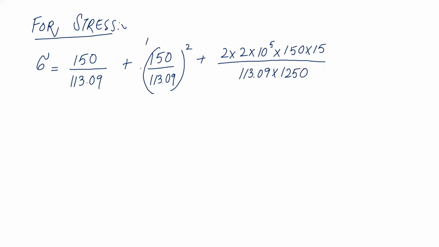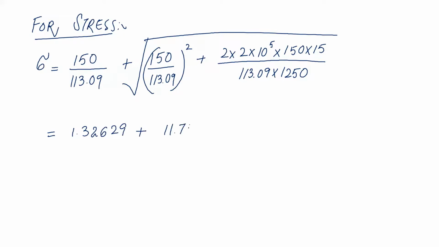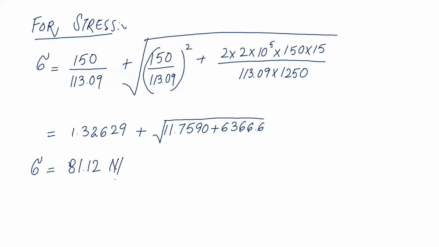So what we have to do, we have to apply the square root over there, and this will be 1.32629 plus 117590 plus 6366.6. This is under the root, and now sigma is equal to 81.12 Newton per millimeter square.